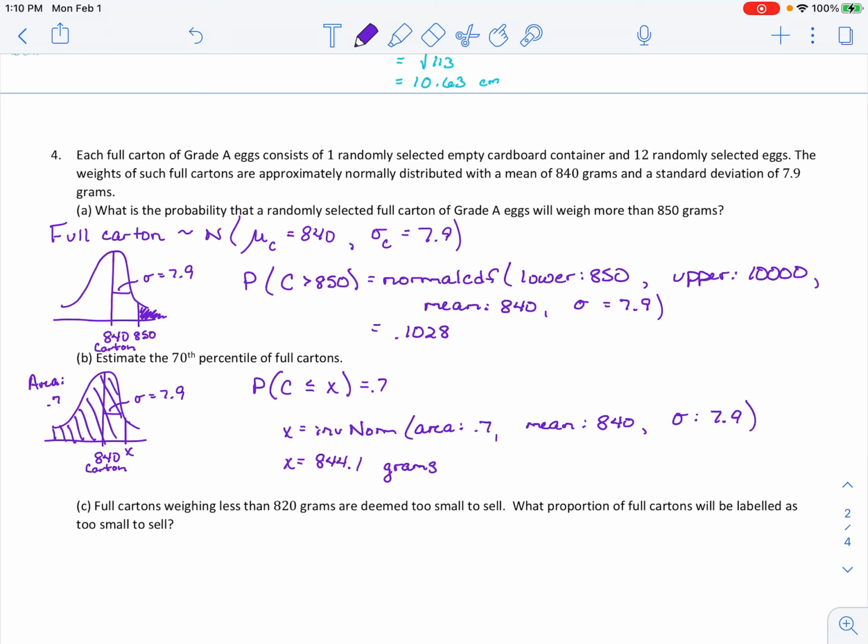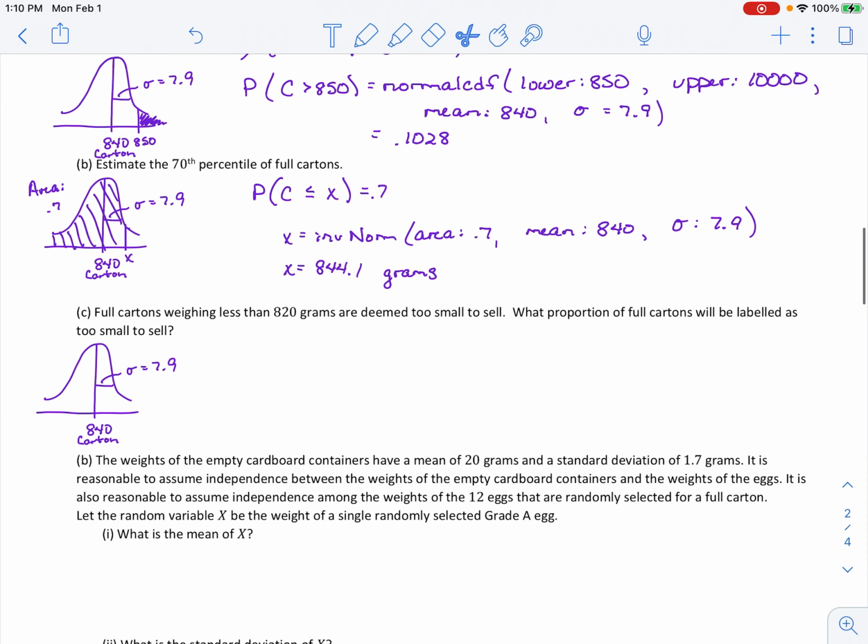Full egg cartons less than 820 grams are deemed too small to sell. What proportion of full cartons will be labeled as too small to sell? So yet again, I need the same exact distribution. Below 820 is more than 2 standard deviations away, so that's going to be pretty unusual to happen.